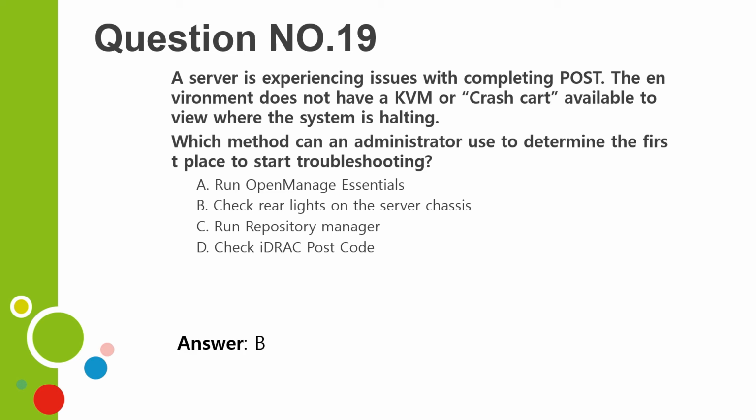Question number 19. A server is experiencing issues with completing POST. The environment does not have a KVM or crash cart available to view where the system is halting. Which method can an administrator use to determine the first place to start troubleshooting? A. Run OpenManage Essentials. B. Check rear lights on the server chassis. C. Run Repository Manager. D. Check iDRAC post code. Answer, B.